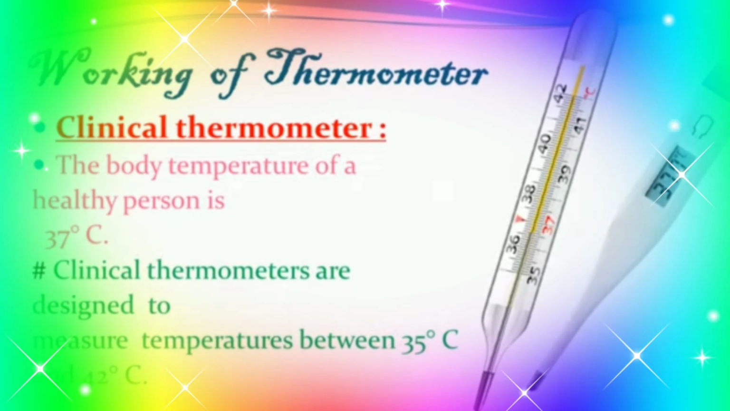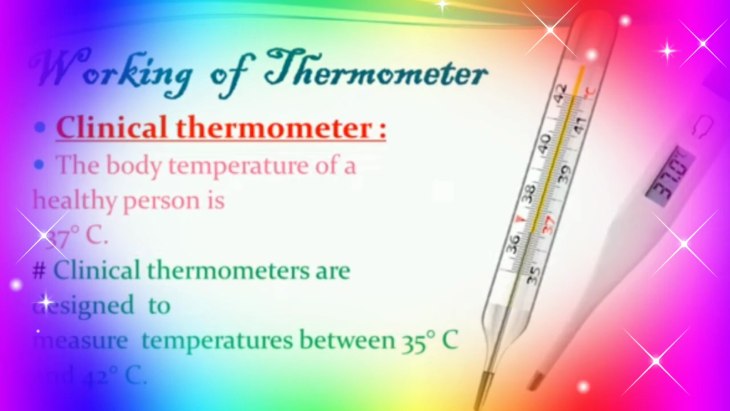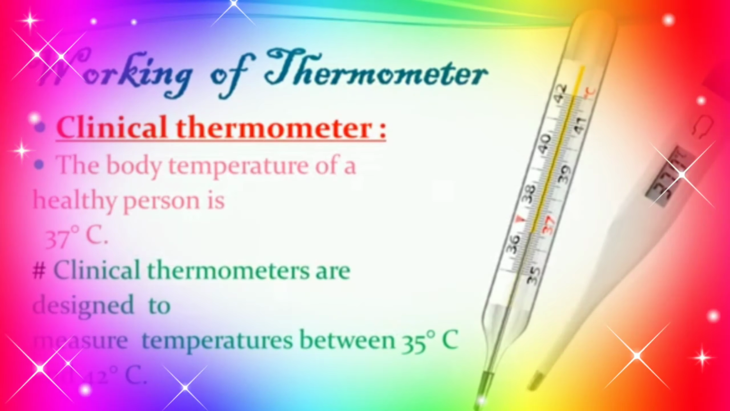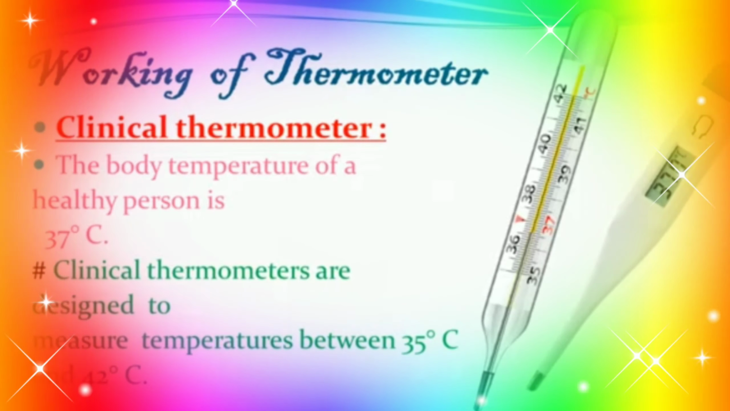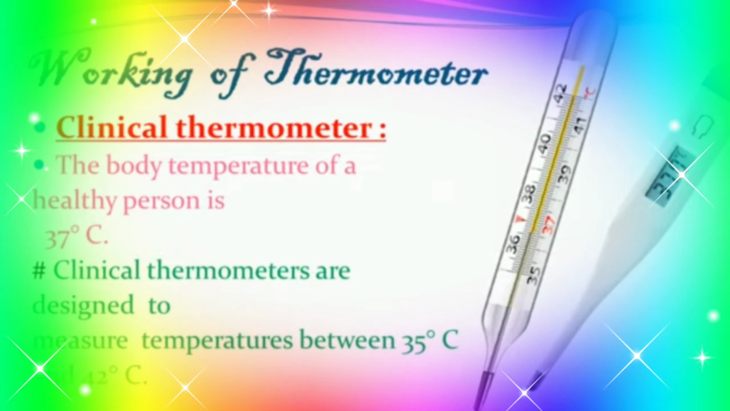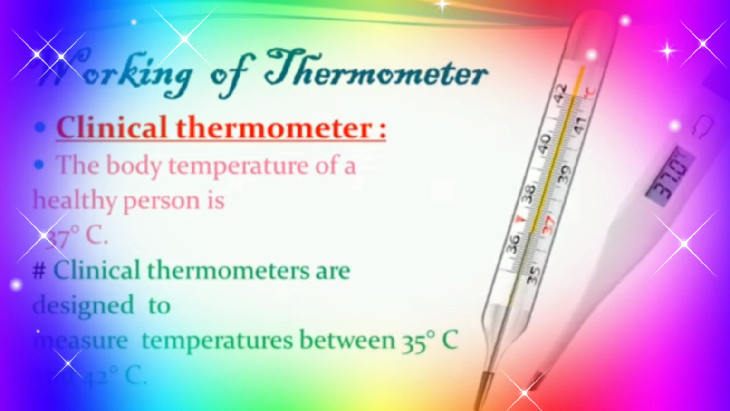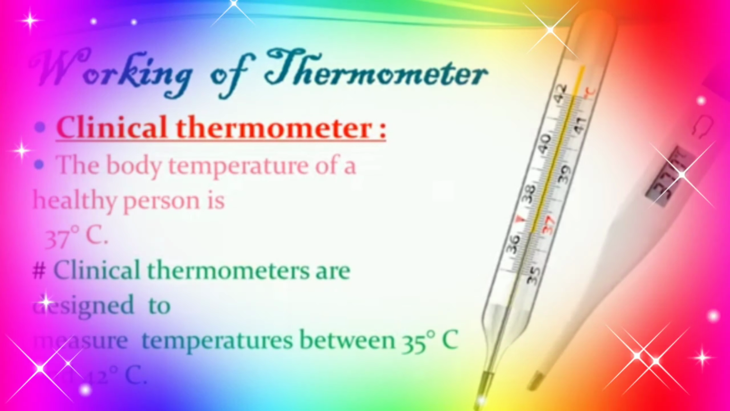As the body temperature of a healthy person is 37 degrees Celsius, clinical thermometer is designed to measure temperatures between 35 degrees Celsius and 42 degrees Celsius. These days, instead of the above type, digital thermometers are used for clinical purposes.